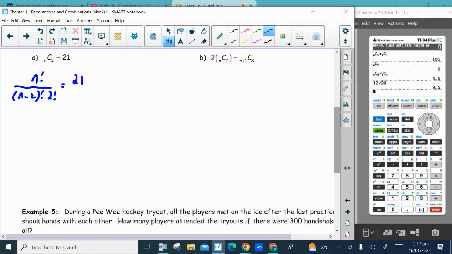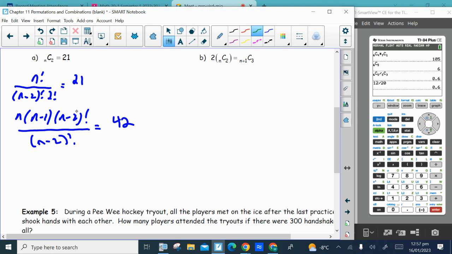And I'm going to simplify. I'm going to expand the n factorial. The next term will be n minus 1. The next term will be n minus 2, which is where I'm going to stop and put a factorial on the end, because I've got an n minus 2 factorial on the bottom. The other thing I'm going to do is multiply both sides by 2 factorial, which is just 2 times 1. So the 21 becomes 42 when you multiply both sides by the 2 factorial, or 2. The n minus 2 factorials cancel. So we're going to have n squared minus n equals 42.